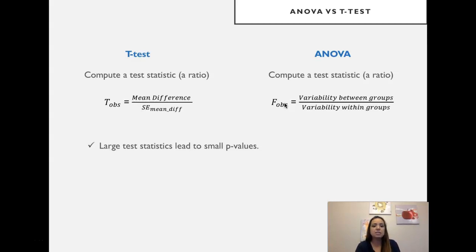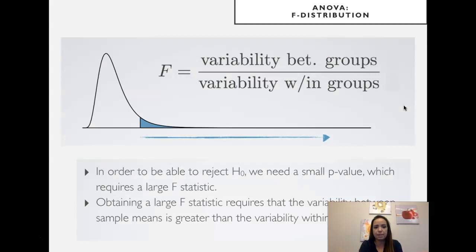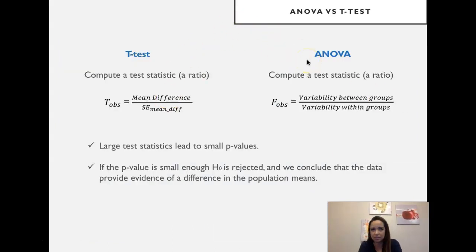So large test statistics lead to small p-values in both cases, because large test statistics are telling us that the signal is overpowering the noise, the variation, just by chance. If the p-value is small enough, and the convention is that small enough is less than 0.05, H0, or the null hypothesis, is rejected, and we conclude that the data provide evidence of a difference in the population means. And that's true for both t-tests and ANOVAs and z-tests, and every single test that we're going to do. That's what I mean when I say that the process is the same every time, and it's the process of data analysis and hypothesis testing that is the focus for me that you understand. Okay?